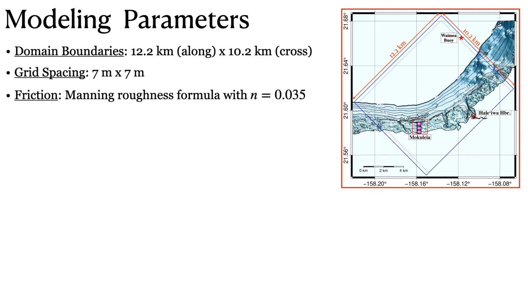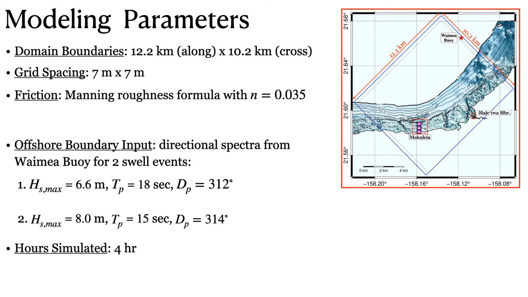Now let's move on and talk a little bit about the modeling parameters. The boundaries of our computational domain are 12.2 kilometers in the alongshore and 10.2 kilometers in the cross-shore. We implemented a uniform grid spacing of 7 by 7 meter grid cells. For friction, we used the Manning formulation with a coefficient of 0.035.